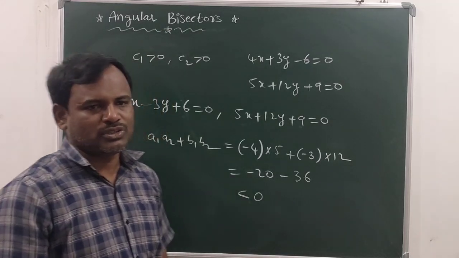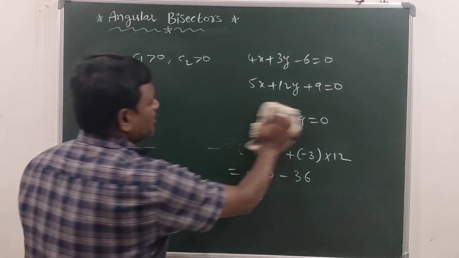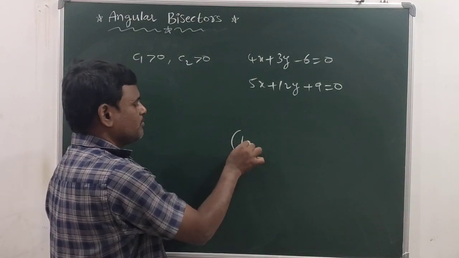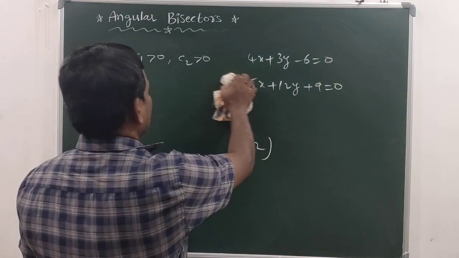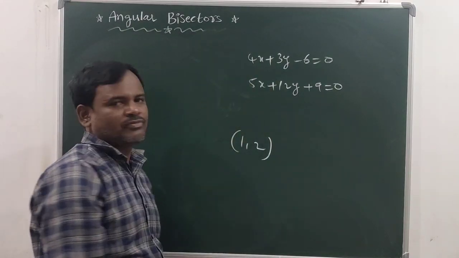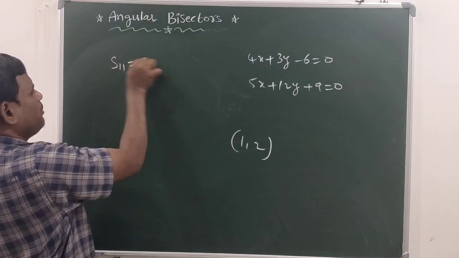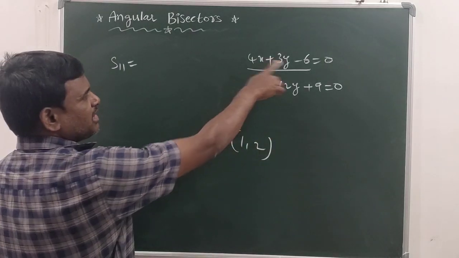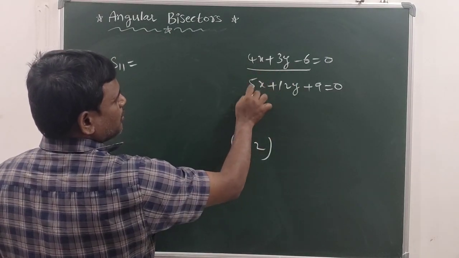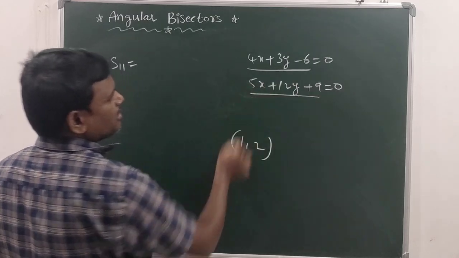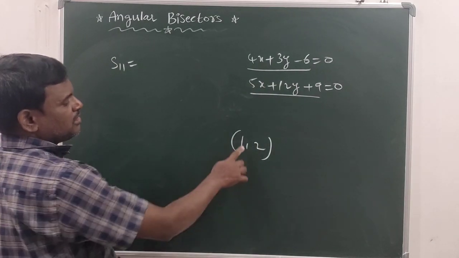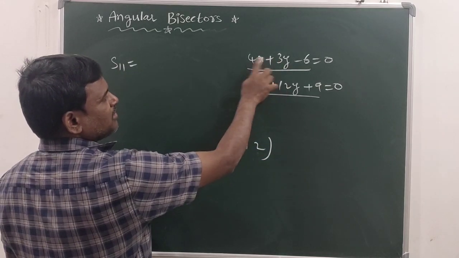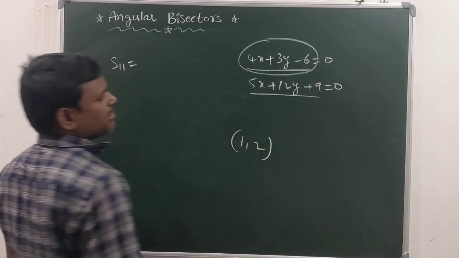Now let us go to the fourth question. What is the fourth question? Find the angular bisector which contains the point 1, 2. So what did I say? You have to prepare S11. S11 means simply this 1, 2 you have to substitute in the given line equation on the left side. So this is S1, and this is S for the second line. So these are the two given line equations. One point is given. You have to substitute 1 and 2 in the place of x and y in the left side portion of the given line.